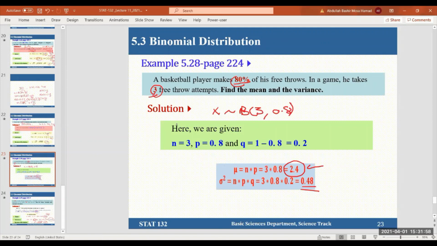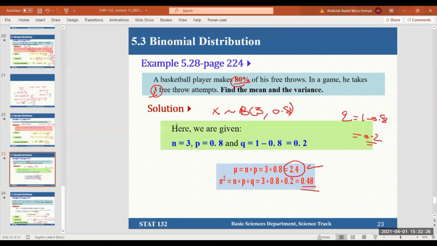Expected value equals N times P. N times P is 3 times 0.8, which is 2.4. Variance is N times P times Q. Q is equal to 1 minus P, and 1 minus 0.8 is 0.2. So now we multiply N times P times Q, which is 3 multiplied by 0.8 multiplied by 0.2, giving 0.48.